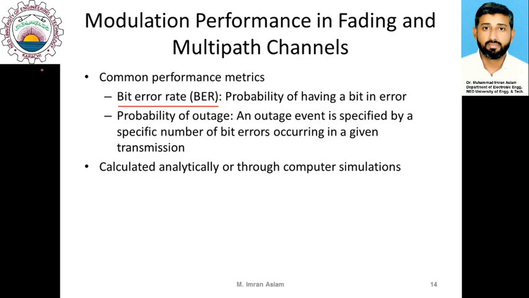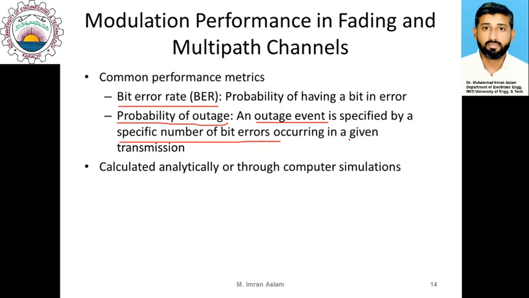Another important parameter that we use to specify the performance of a modulation scheme is the probability of outage. Probability of outage refers to the condition where we cannot have a quality communication in that particular type of system. Actually, this outage event is specified when we have a specific number of errors occurring in a given transmission.